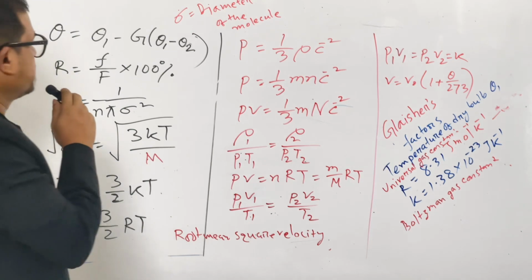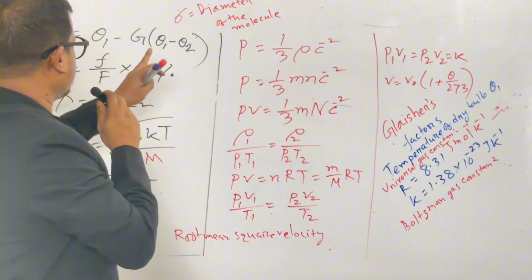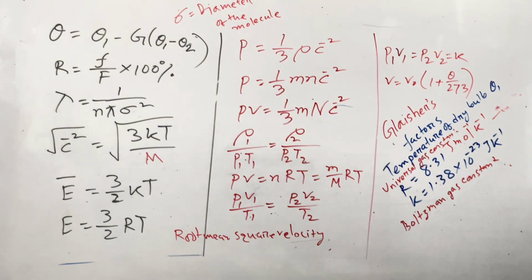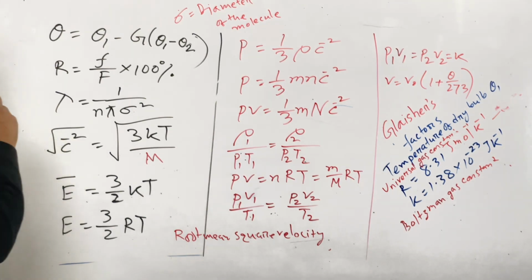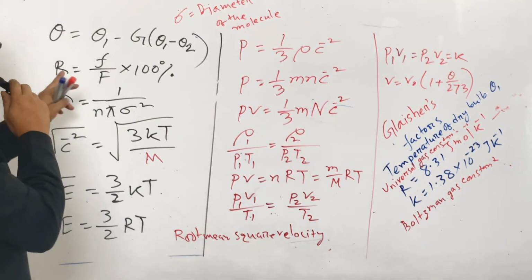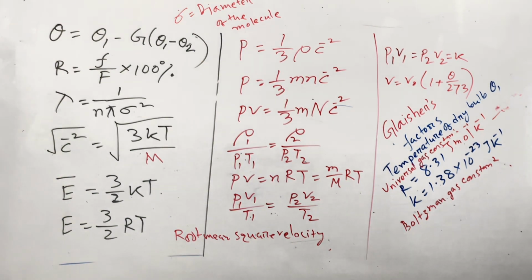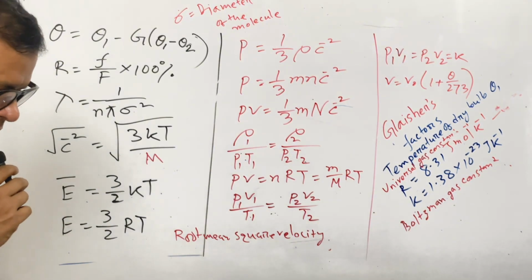Yeah, guys. Again I say, this is actually theta equal to theta 1 minus theta 2. If you remember this equation, I guess you can solve any type of problem related to this chapter. That's why you have to understand the meaning of each letter and symbol. And again I say R equal to small f over capital F multiplied by 100%. Here small f is the saturated vapor pressure at dew point, and capital F is the saturated vapor pressure at the temperature of the air.